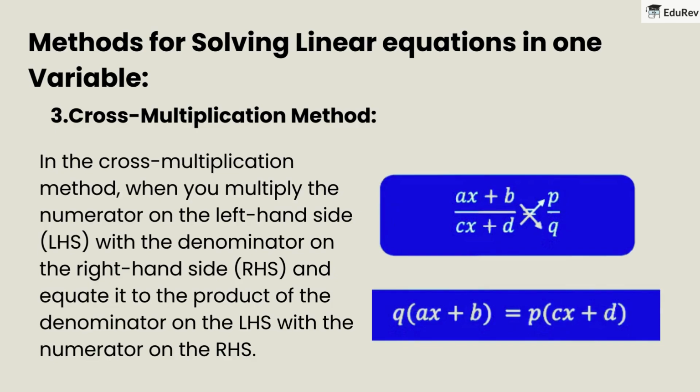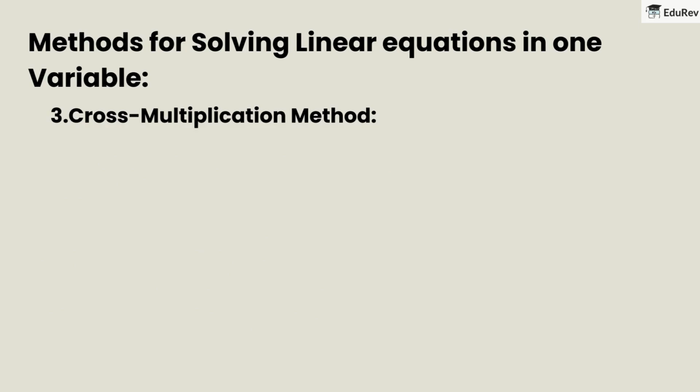And then there's the cross-multiplication method. In the cross-multiplication method, when you multiply the numerator on the left-hand side, LHS, with the denominator on the right-hand side, RHS, and equate it to the product of the denominator on the LHS with the numerator on the RHS, it is called cross-multiplication.